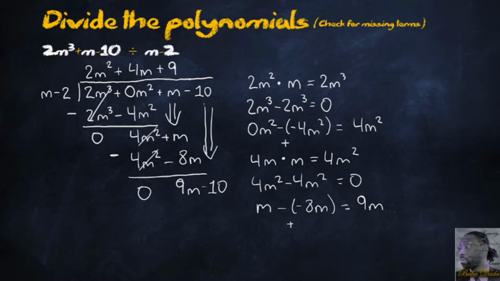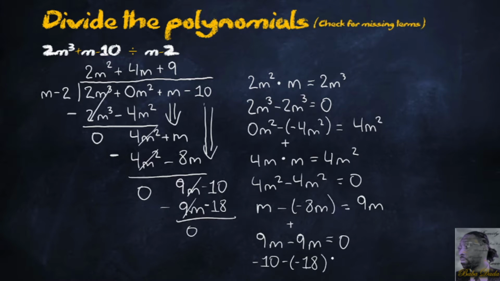So plus 9. 9 times m equals 9m. 9 times negative 2 equals negative 18. And we're going to do our subtraction. So 9m minus 9m is 0. And then negative 10 minus negative 18. That subtraction by a negative turns to a positive. So you're going to have a positive 8 as your remainder.